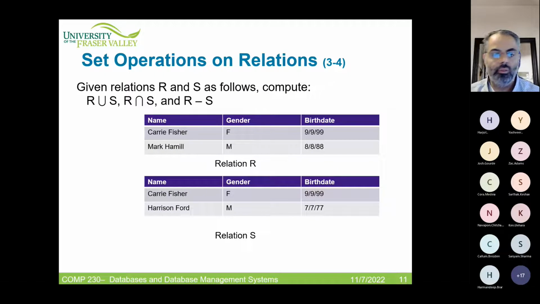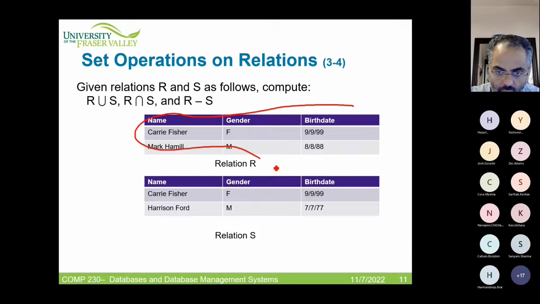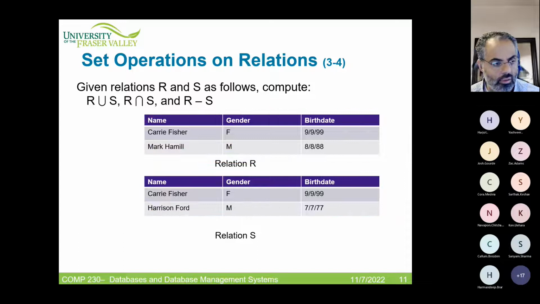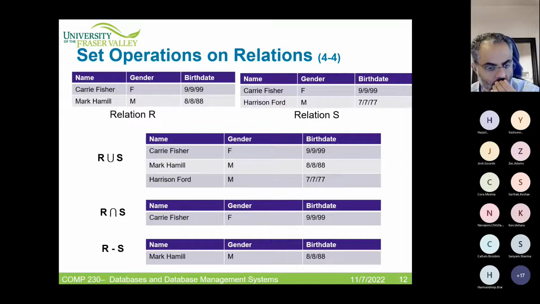Example. Suppose we have two relations, relation R and relation S. This is R, and this is S. They have different data, but they have the same schema, the same set of attributes. So how are we going to deal with union, intersection, and difference?